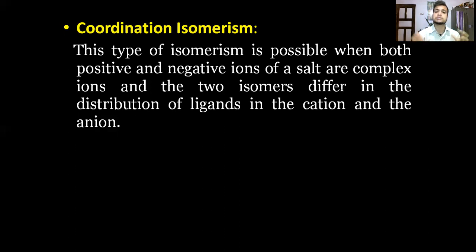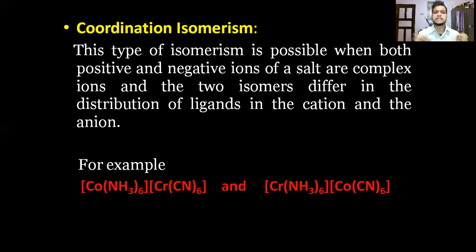But there are cases, which I have shown you in the earlier videos also, that we may have both the cations and anions as complex ions. In such cases, what may happen is they may differ in the distribution of the ligands. So there may be exchange of the ligands between the metals. Just to show you one example, Co(NH3)6, so cobalt is bonded with NH3 six times, that is the cation part. Cr(CN)6, that is the anion part. Chromium is attached with cyanide. Just see the other one, chromium is bonded with NH3 and cobalt is bonded with CN.